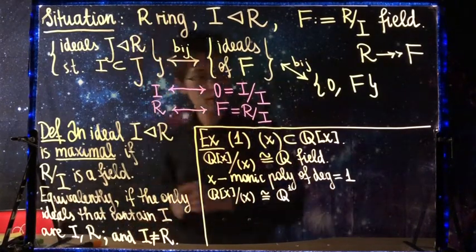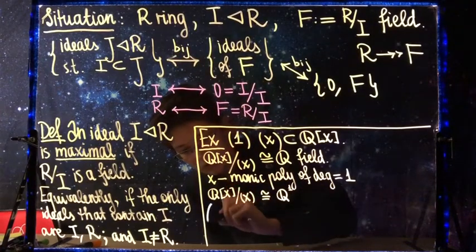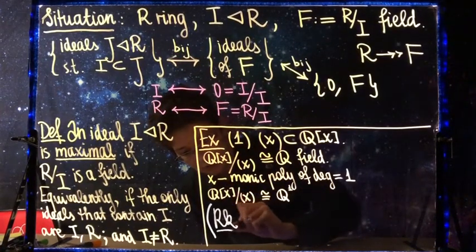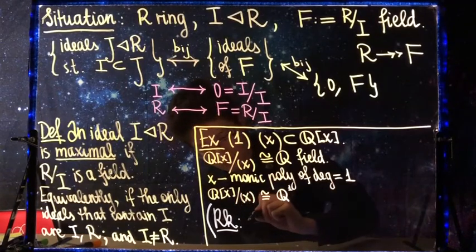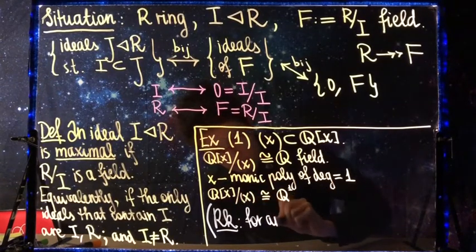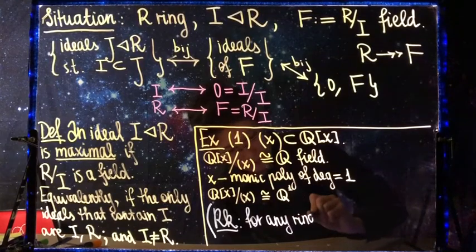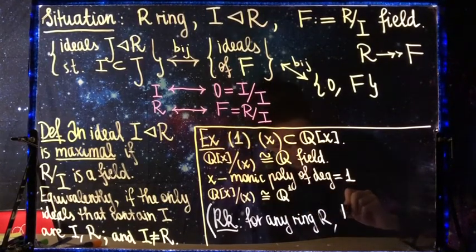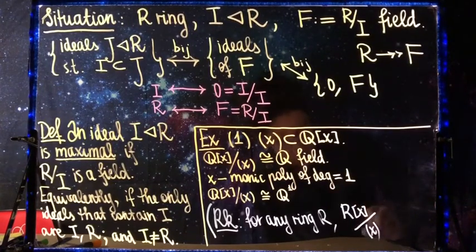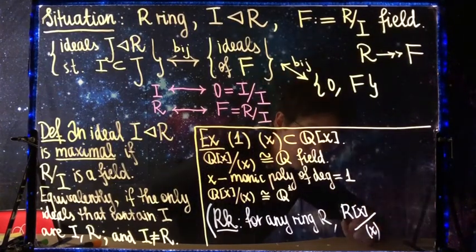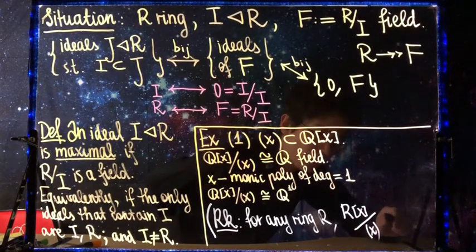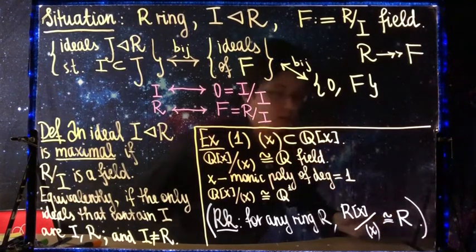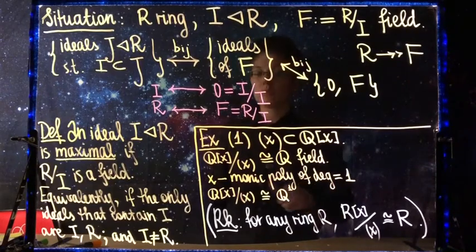And more generally, for any ring R, if we quotient out x from the ring of polynomials, then this will be isomorphic to R by the same argument.